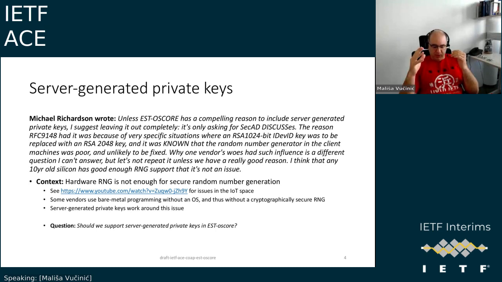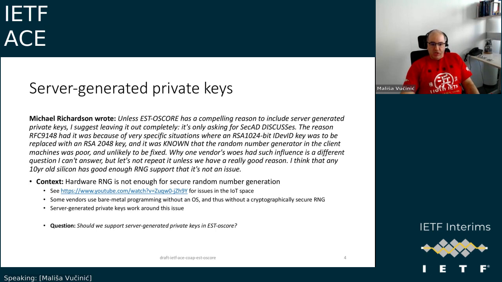and the case is that some of these are not properly implemented, such that the hardware is not in the best shape. But also some vendors use bare metal programming without an operating system, and therefore do not include a cryptographically secure random number generator. So in my opinion, server generated private keys kind of work around this issue. But I think this is a larger issue to be discussed, and I'm sure you guys will have some more input on this. So I'm opening this for discussion.